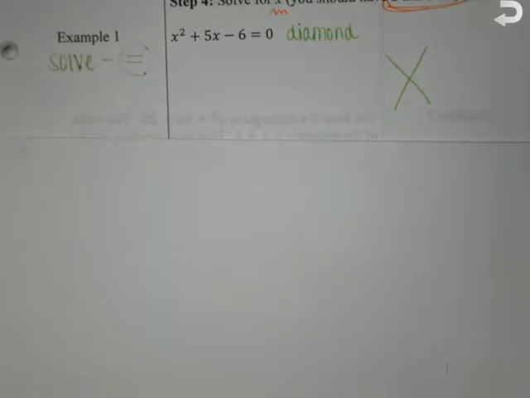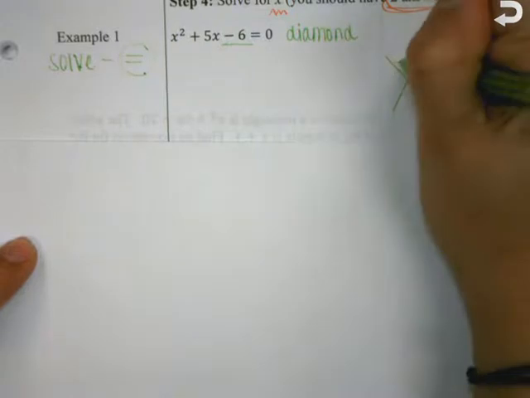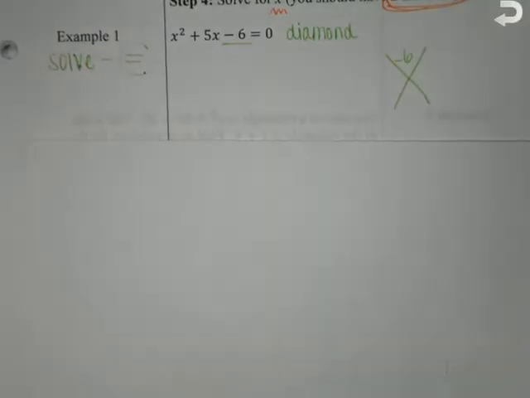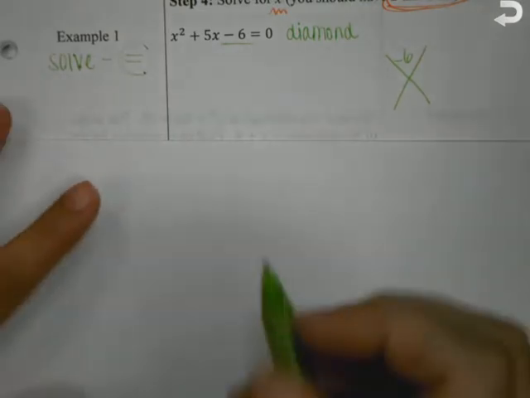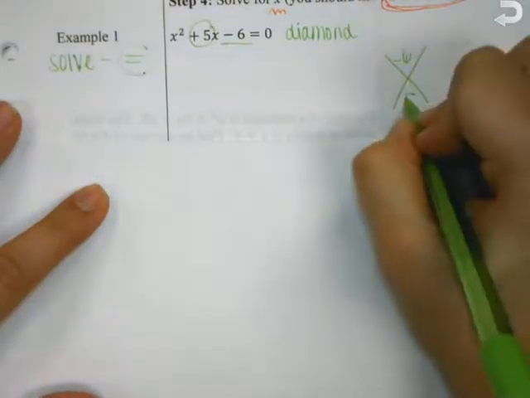Okay, Juliana, what goes in the top of the diamond? -6. Good. So we put -6 in the top. Okay, don't say it out loud. What goes in the bottom of the diamond? Who's 5? Caleb. Caleb, what goes in there? 5. Positive 5, good.